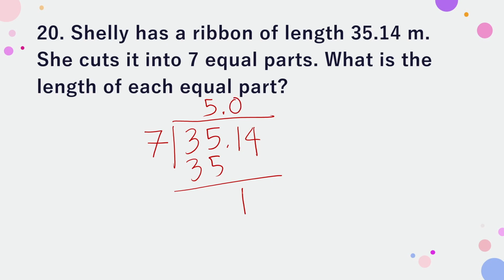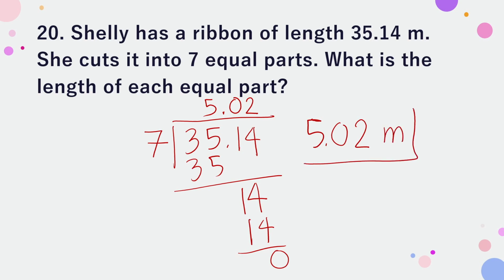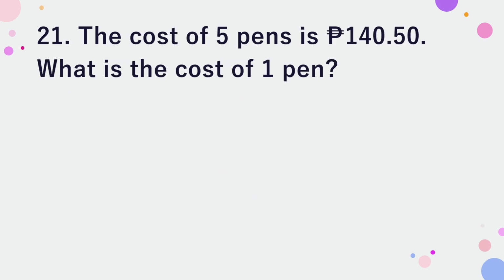Pwede i-bring down si 4. 14 divided by 7, that's 2. Then I have 14, I have 0. So, meaning 5.02 meters each equal part. Oh, is number 20 clear? Yes, sir. Oh, what about number 21?